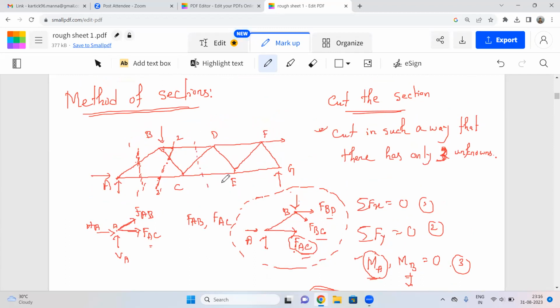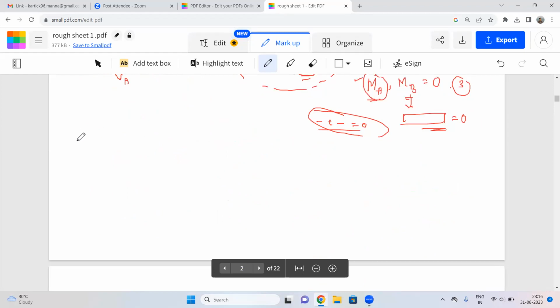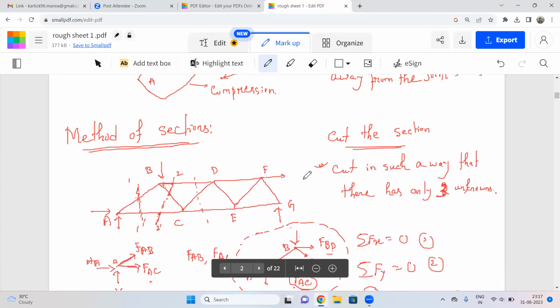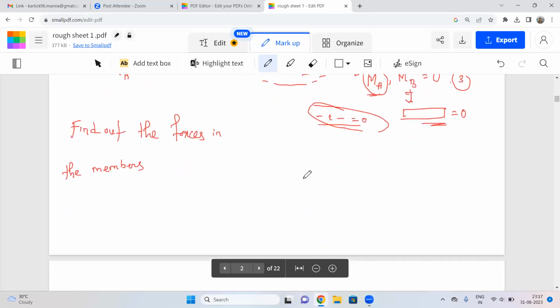Suppose in your question it is mentioned that find out the forces in the members DF, DE and CE.